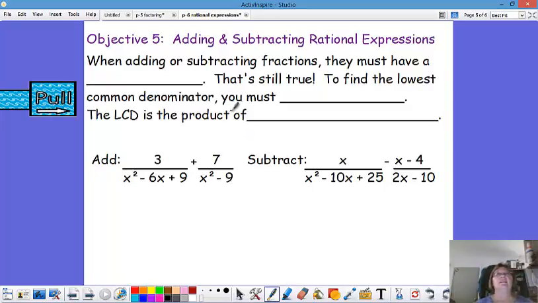Our final topic today, adding and subtracting rational expressions. And I know you'll remember, when you're adding or subtracting fractions, they have to have a common denominator. That means they have to both be over the same common denominator. To find the lowest common denominator, factor each denominator.